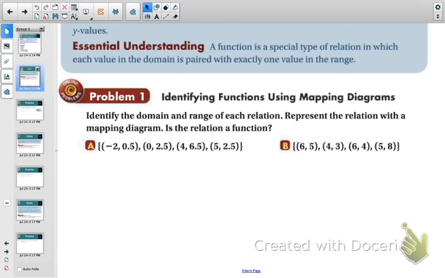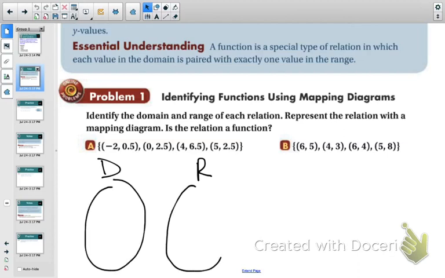So when you're doing mapping diagrams, this is what it looks like. So I'm going to write D for domain, R for range. I'm going to put a little circle over here. That's not a circle, those are ovals. And then you're going to list all the elements of the domain in the circle. So the domain is all the x's, so here, here, here, and here. So I get -2, 0, 4, and 5.